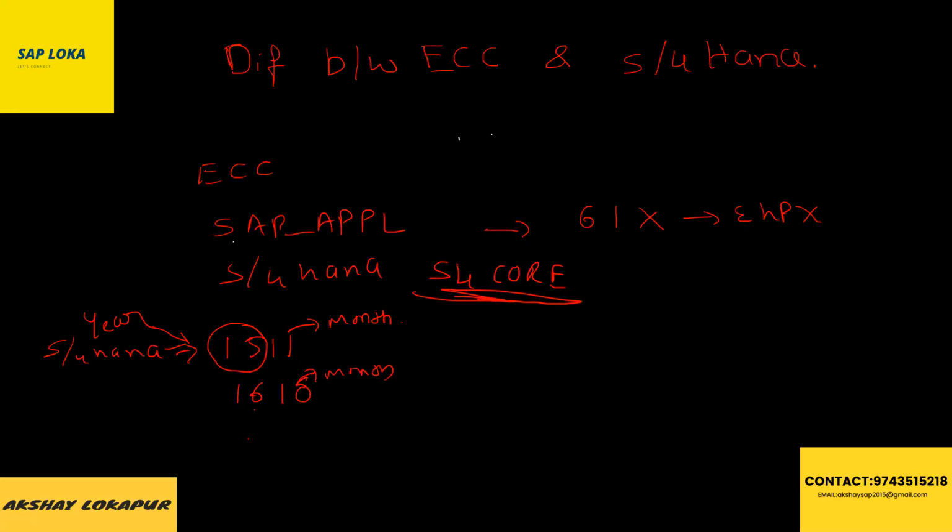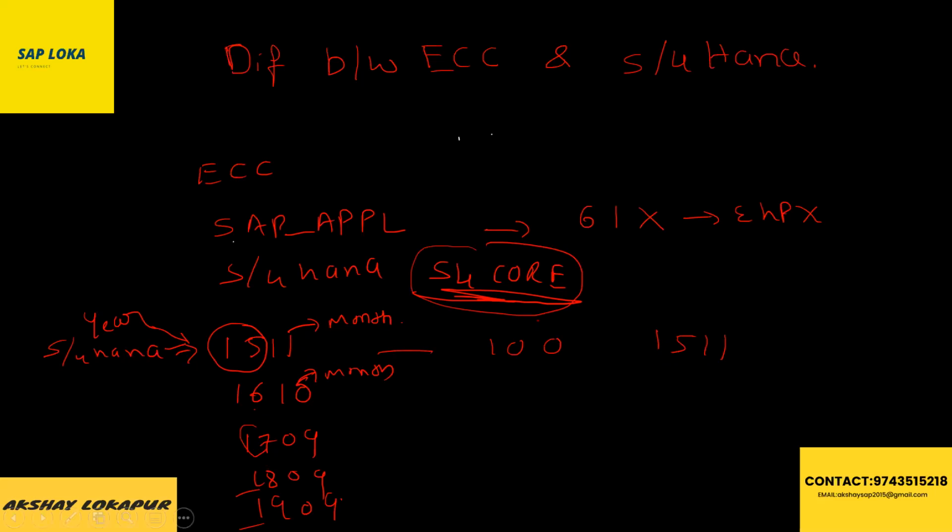Then they introduced 1709, and then 1809. Now 1909 is running. That is 2017, 2018, 2019, and the month is 9. Like that, different versions came. How are we checking here? First, we identify that S4 core is there in the status, and then which version it is. How will we identify it? The release code is 100, and here 1511 will be there. I will show the same thing there.